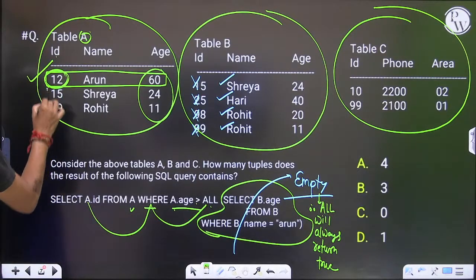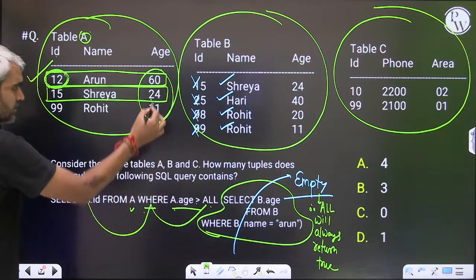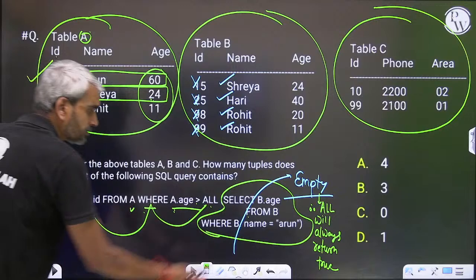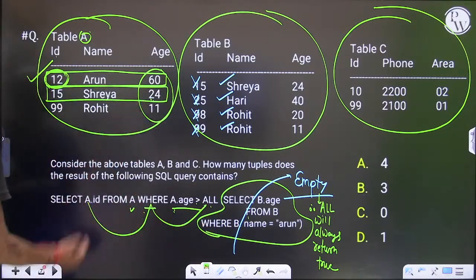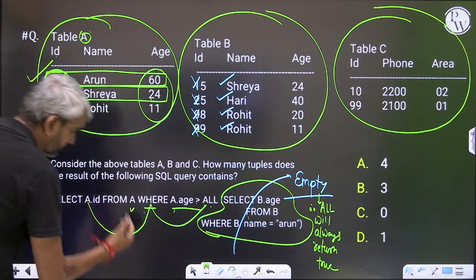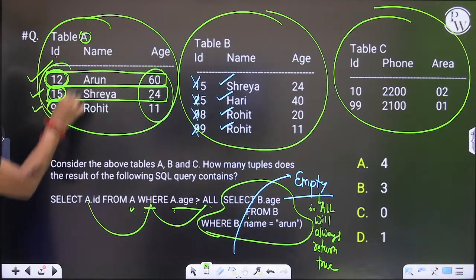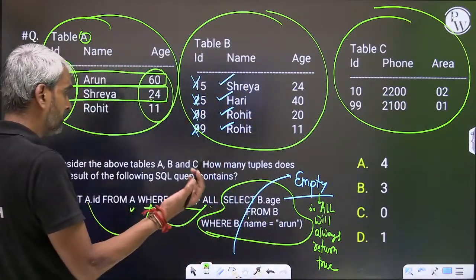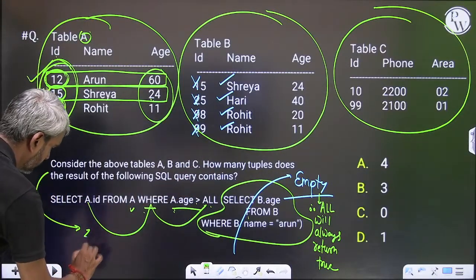Then you will go with the second tuple. Again, we will check whether the age is greater than all the values in the set of tuples or not. But the set of tuples is empty. Therefore, all will again return true for the second tuple as well. Therefore, the ID from the second tuple will also get selected. Similarly, the ID from the third tuple will also get selected. Therefore, how many tuples does the query return? 3 tuples.